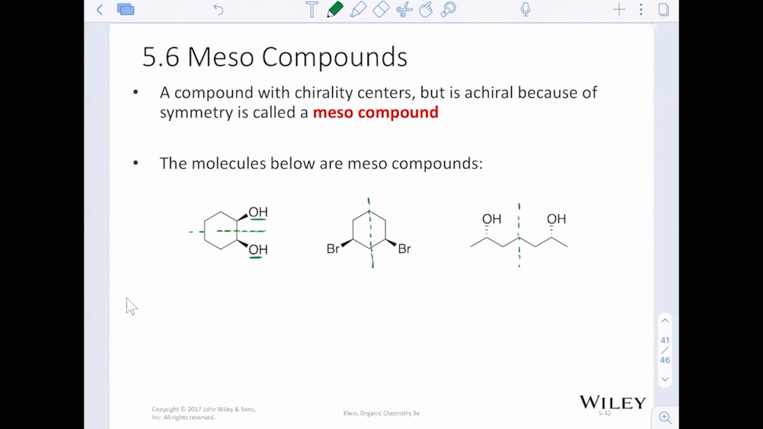A meso compound also will have less than the predicted number of stereoisomers. Remember, if you were to think about drawing all possible stereoisomers, the enantiomer is not different. These are equal to each other. So this is one of the options for 2 to the n. That is not an enantiomer. These are identical. So usually meso compounds also have one less stereoisomer than based off of the 2^n formula.